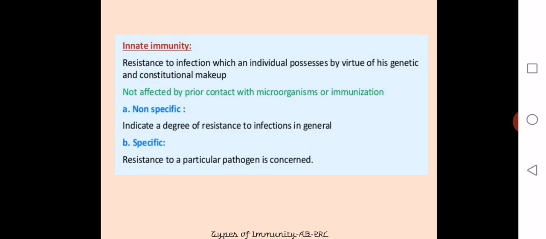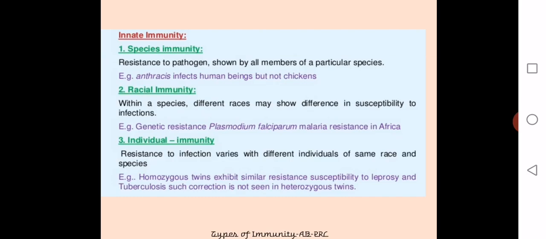That means either natural or artificial means of infection, right? So innate immunity, usually in a population, is experienced at three levels, and these are defined as species immunity, racial immunity, and individual immunity. Species immunity is nothing but the immunity or the resistance shown by all the members of a particular species. You can have a lot of examples, right?